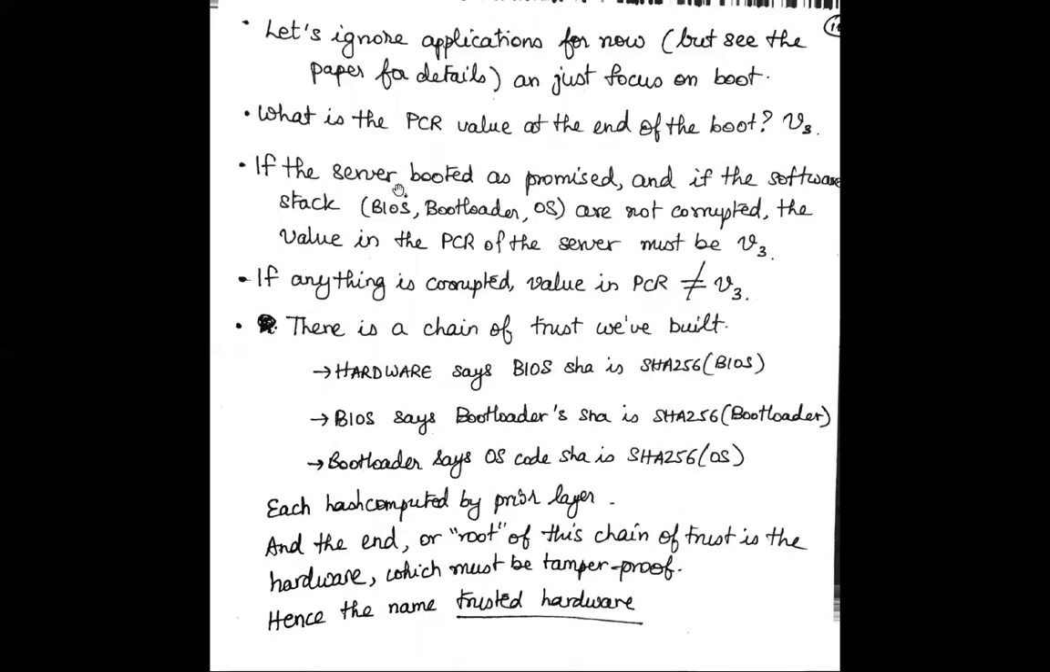So the point is that if the server booted as promised with the software stack that it claims that it booted with, and if the software stack was not corrupted, either unintentionally because of exploits that found their way into this code, or maliciously because the server is trying to cheat, then the value of the PCR of the server must be v3. If anything was corrupted in this process, the value will not be v3.